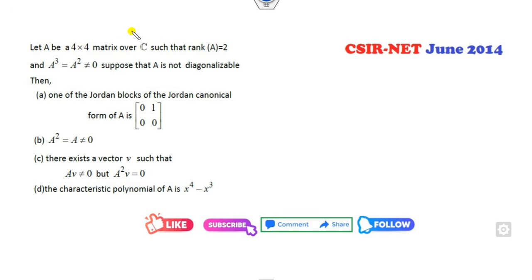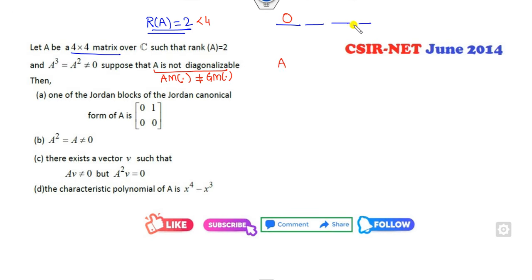Okay, look at this another one. A is my 4 cross 4 matrix such that rank of A is 2. Fine. So that means you have 4 eigenvalues. One eigenvalue must be 0 because the rank is less than 4. A cube is equal to A square, non-zero. A is not diagonalizable. That means algebraic multiplicity is not equal to the geometric multiplicity.